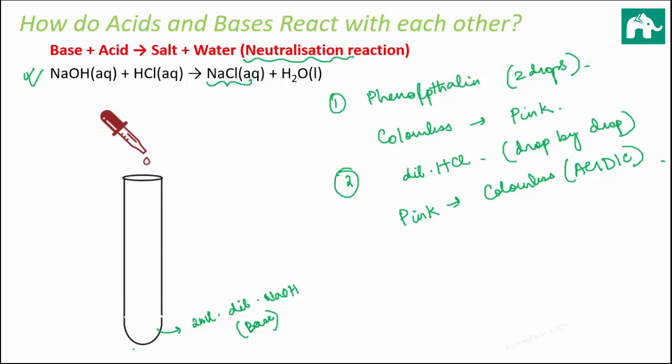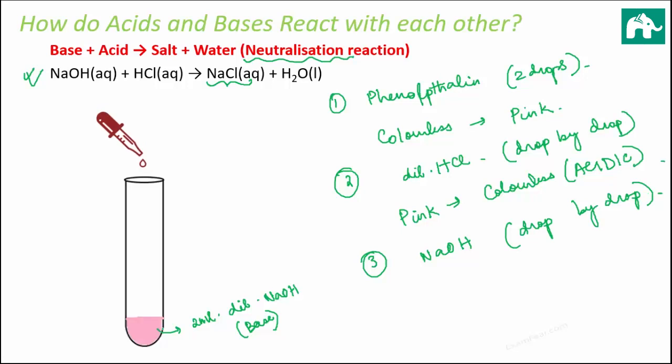And then you see that the color has changed to colorless, which means that the solution here is now acidic in nature. Now, for your better understanding, you can again start adding NaOH drop by drop. So now basically before step 3, you have this acidic solution, which is colorless. Now you start adding NaOH drop by drop.